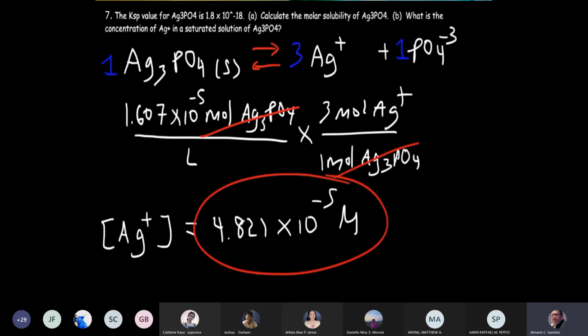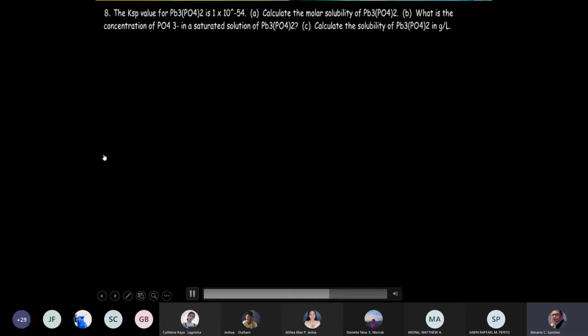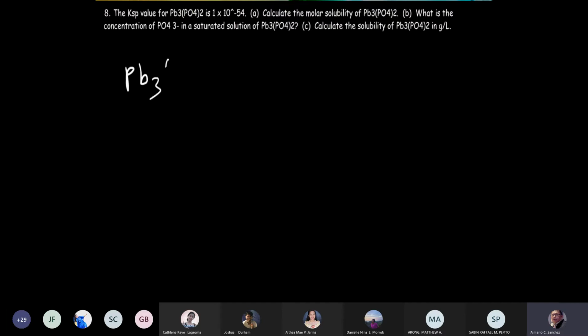The Ksp value for lead phosphate is 1 times 10 to the negative 54. Calculate the molar solubility of Pb3(PO4)2, lead II phosphate. So let's use the shortcut method. Let's write an equation that relates Ksp to x.